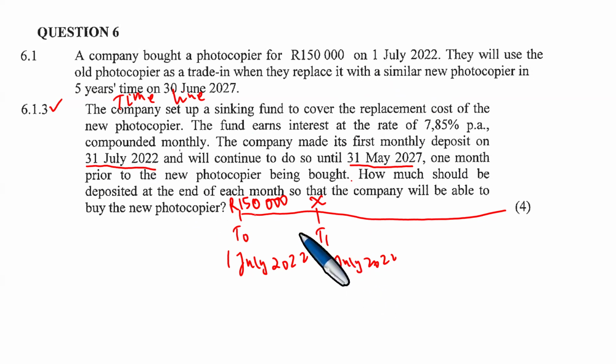So you have 31 July, then there is a monthly deposit there. But you don't know how much that was, and it will continue until 31 May 2027. Because remember, the new photocopier will be replaced in 5 years' time, on 30th of June 2027. But now this is going to go on until 31 May 2027.